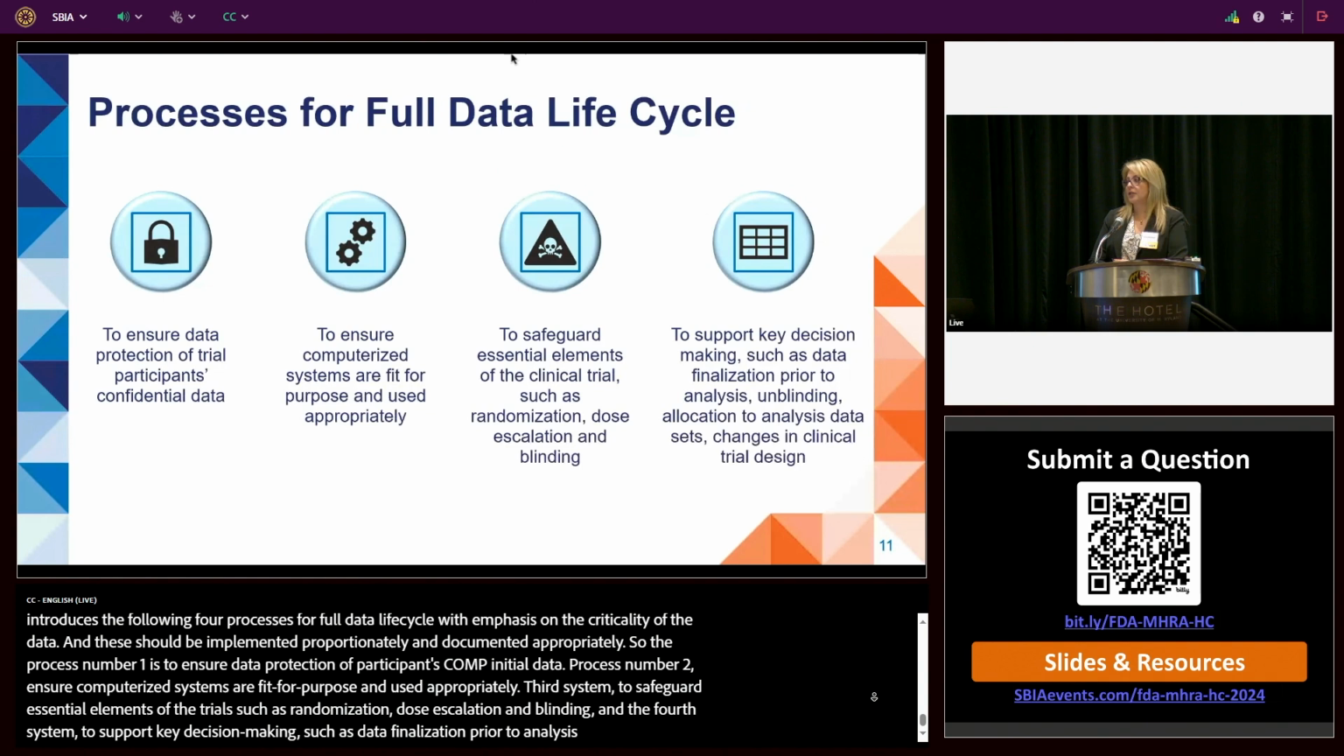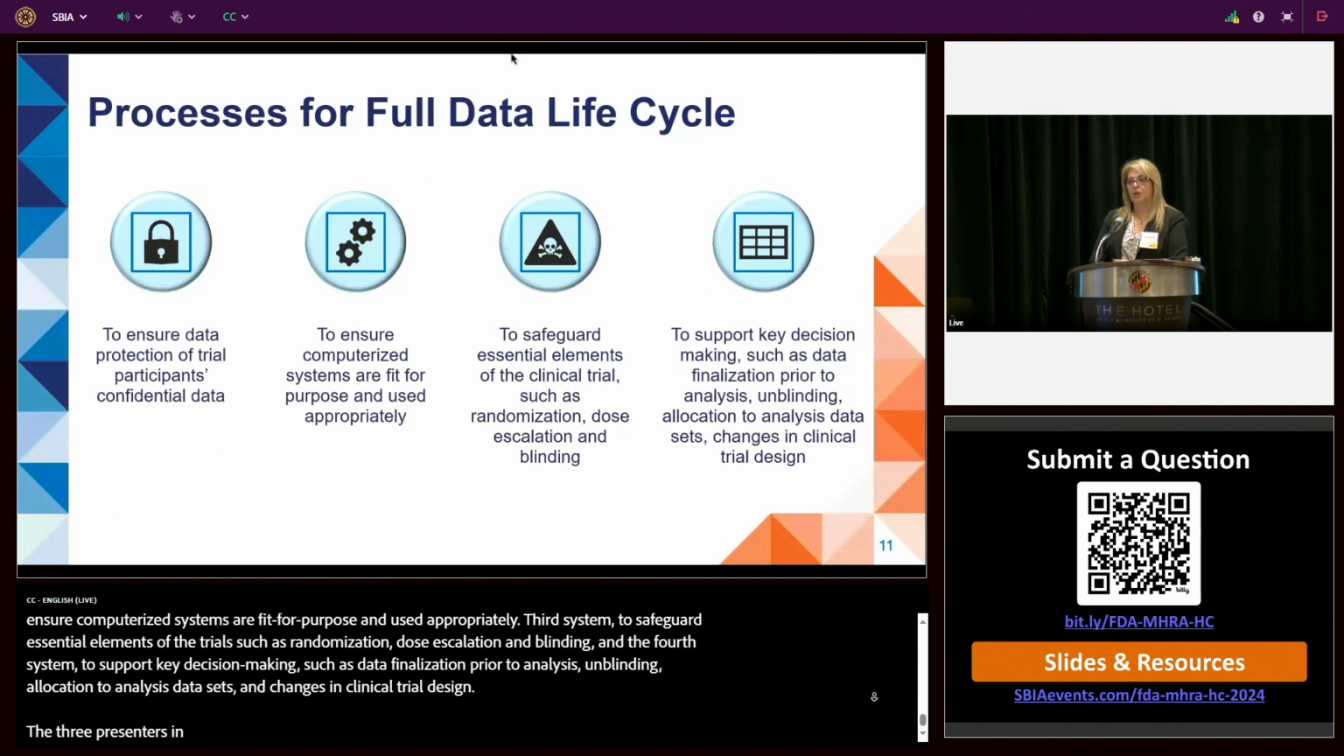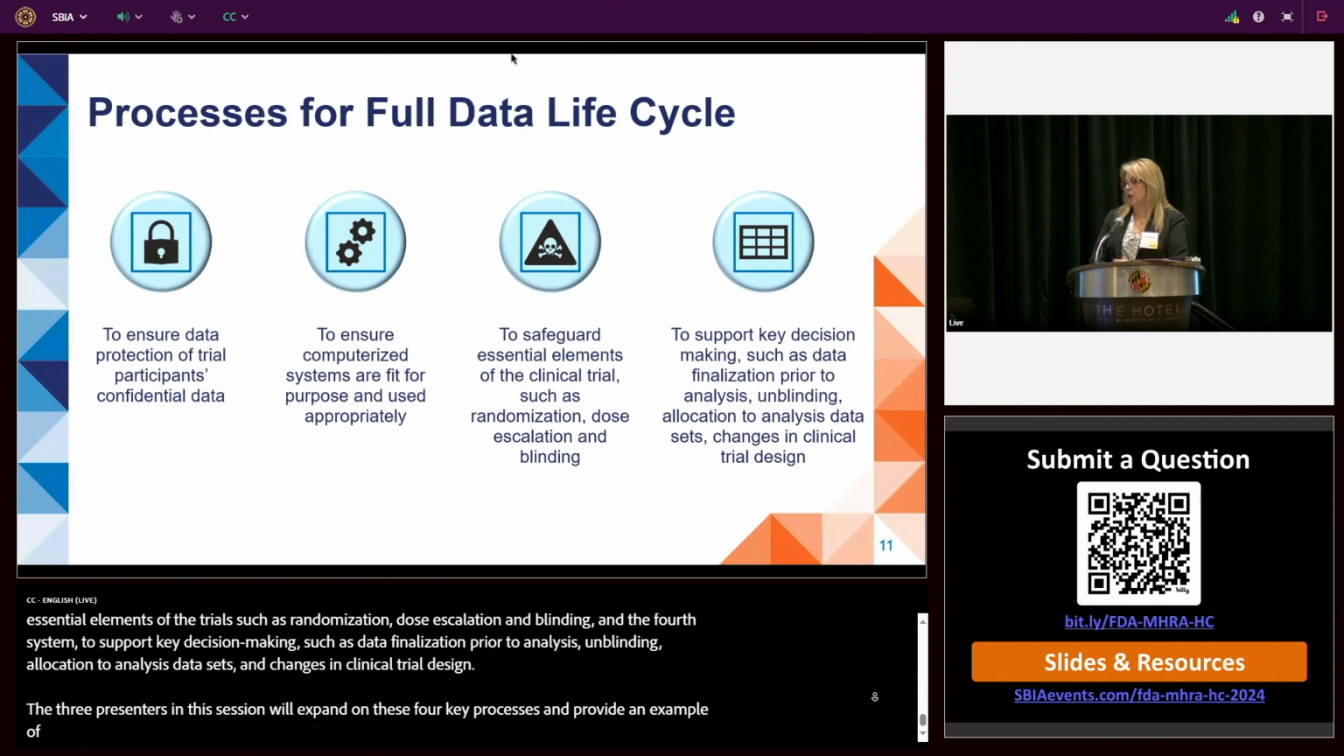The 3 presenters in this session will expand on these 4 key processes and provide example of deficiencies and case studies relevant to these processes. Andrew will cover process number 1 and number 4. I will talk on process number 2, and Cheryl will expand and talk about process number 3.